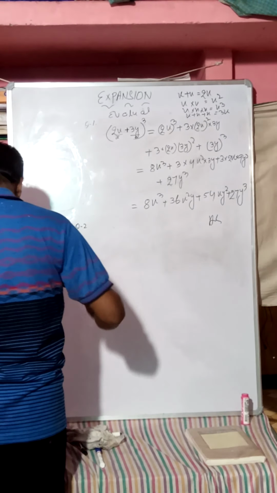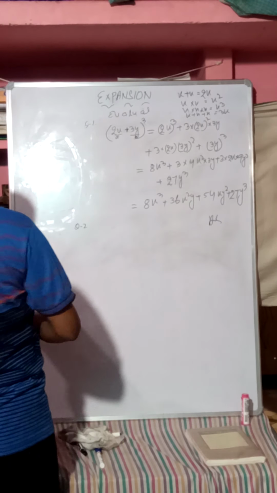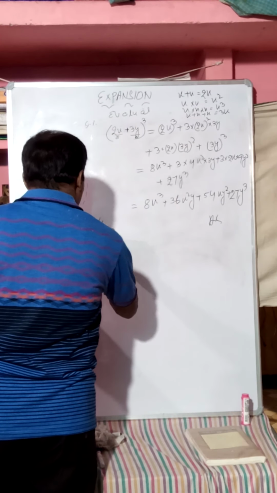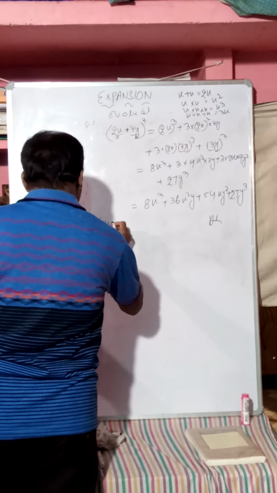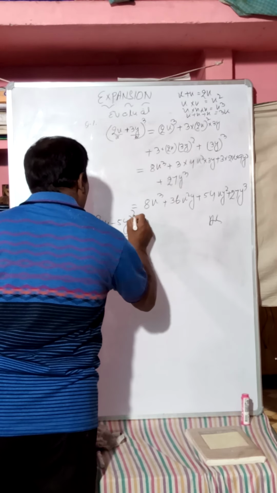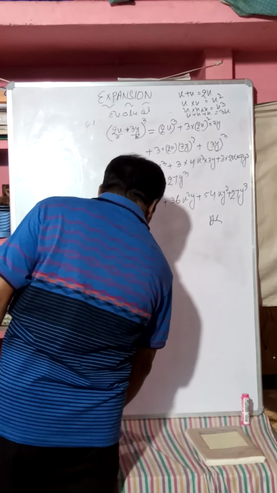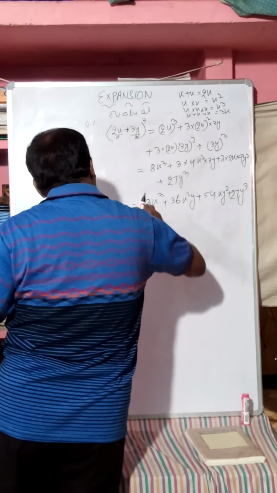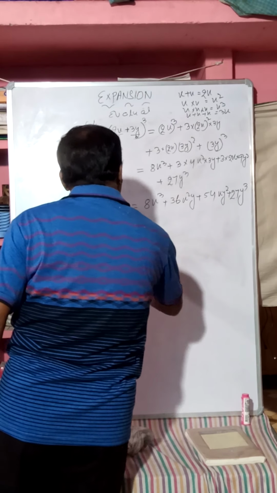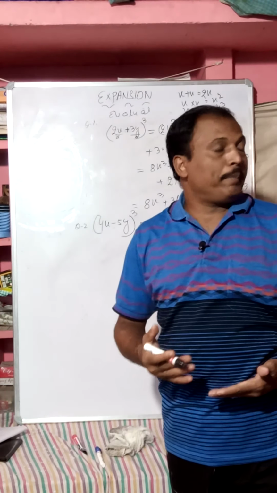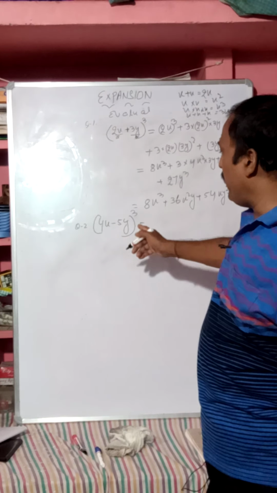Question number 2. 4x minus 5y whole cube, not whole square, whole cube. 4x minus 5y whole cube. How we can find out the 4x minus 5y whole cube?